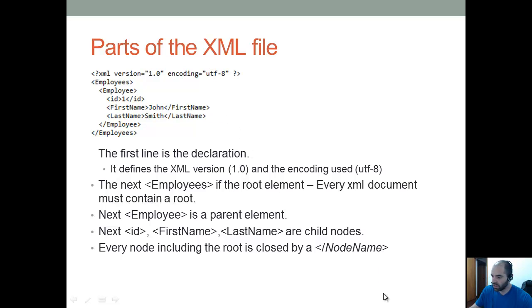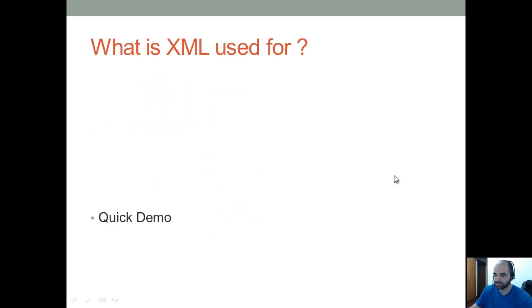Every node includes a closing tag, as you can see, even the parent, and it's very self-descriptive. It doesn't take a lot to see that this is an XML document that contains data about employees. Okay, so what is XML used for?